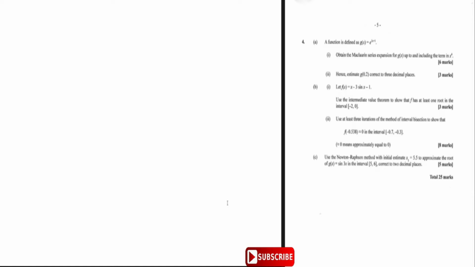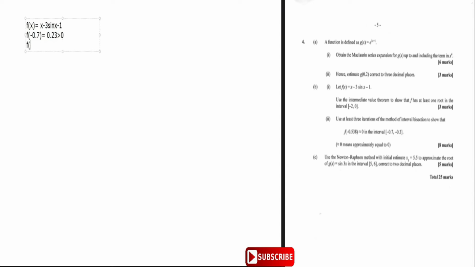It says use at least 3 iterations of this interval bisection to show that the root lies between minus 0.7 and minus 0.3. Okay, let's do that. So again, first let's write down what is f of x. f of x is x minus 3 sine x minus 1. And remember, f of negative 0.7, put that in a calculator: negative 0.7 minus 3 sine negative 0.7 minus 1. That's 0.23, which is greater than 0.